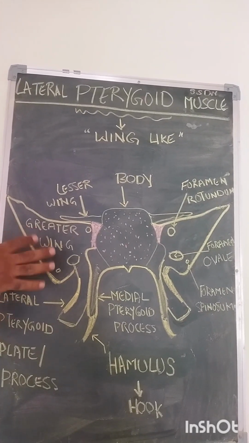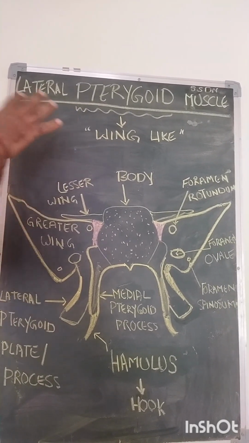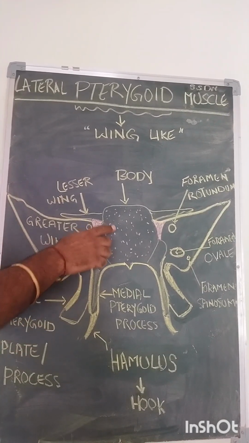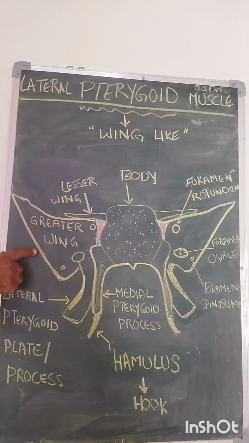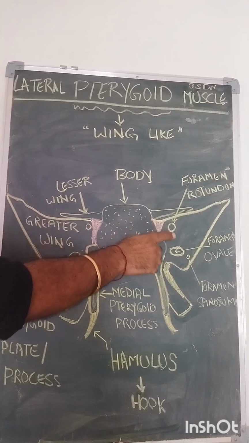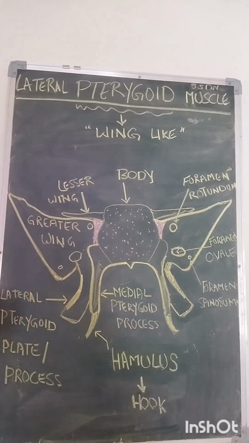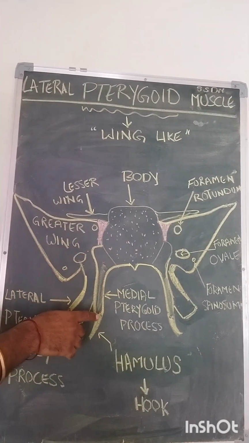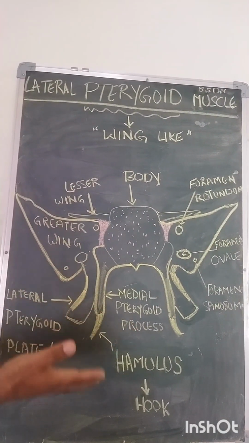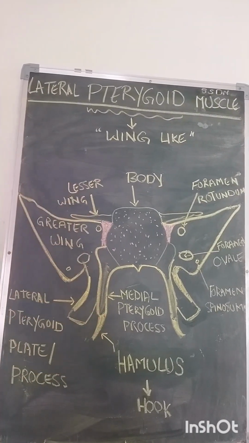need to understand sphenoid bone. So in sphenoid bone, we have a body. We have lesser wing of sphenoid, greater wing of sphenoid. In greater wing, we have foramen rotundum, foramen ovale, foramen spinosum. We have pterygoid process. Process is also known as plate. Plate means a thin sheet-like structure.